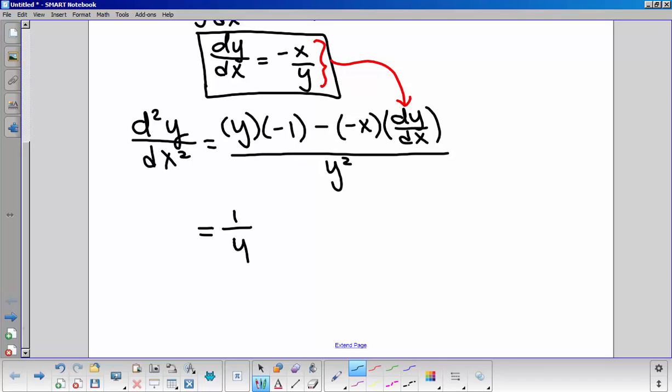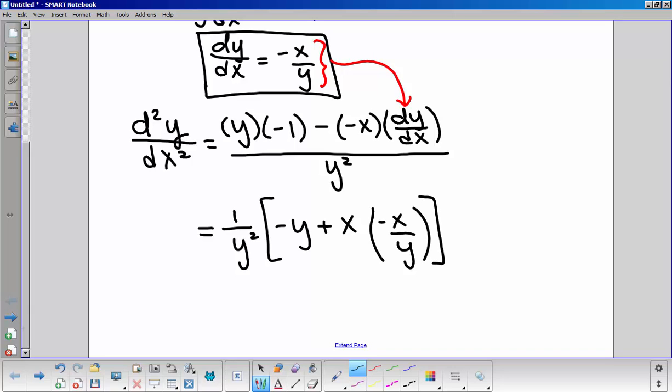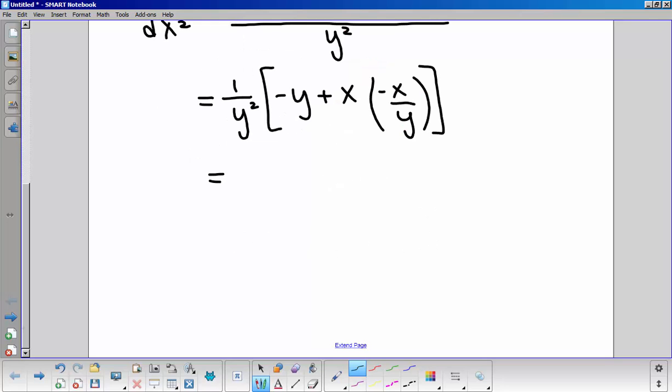All right, so 1 over y squared, I'm going to pull out in front because we're about to get a double-decker fraction. So this is negative y plus x times my derivative, which is negative x over y. That's all I did was bring the 1 over y squared in front, which is nothing new. Then 1 over y squared times, let's simplify this a bit, we get negative y minus x squared over y.